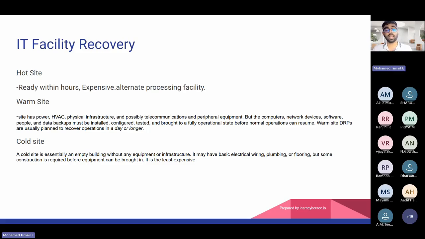A cold site is essentially an empty building without any equipment or infrastructure. It may have basic electrical wiring, plumbing, flooring, but some construction is required to bring in the equipment, bring the people, bring the systems back. So let me complete with the scenarios in which each can be used.